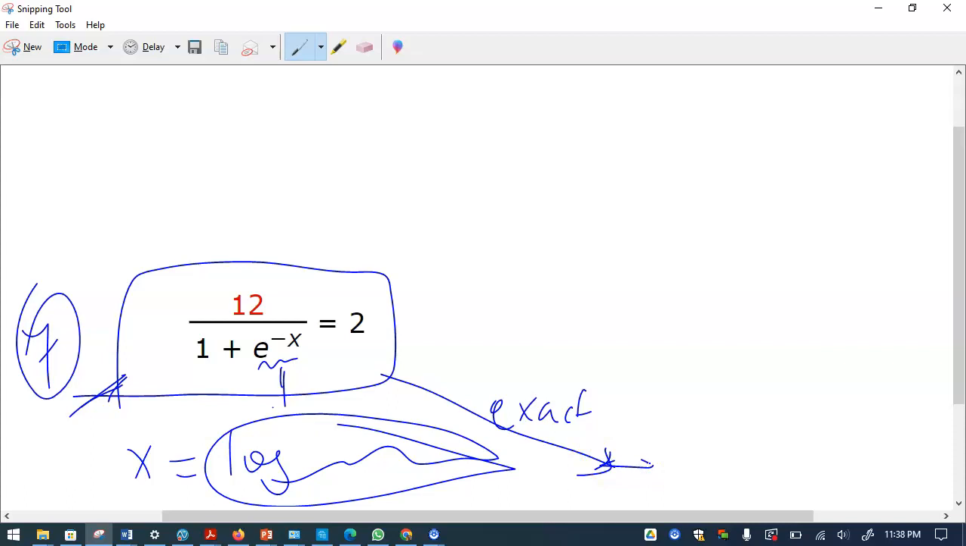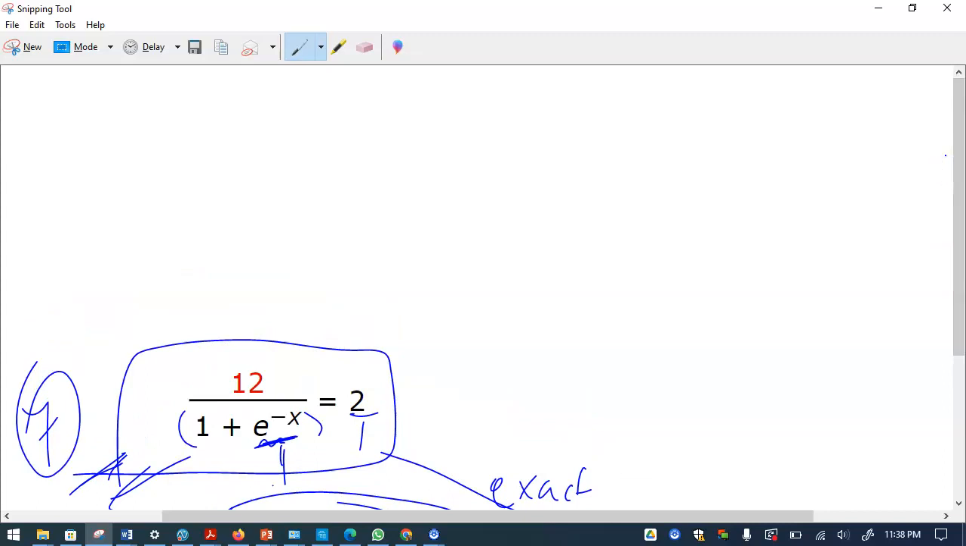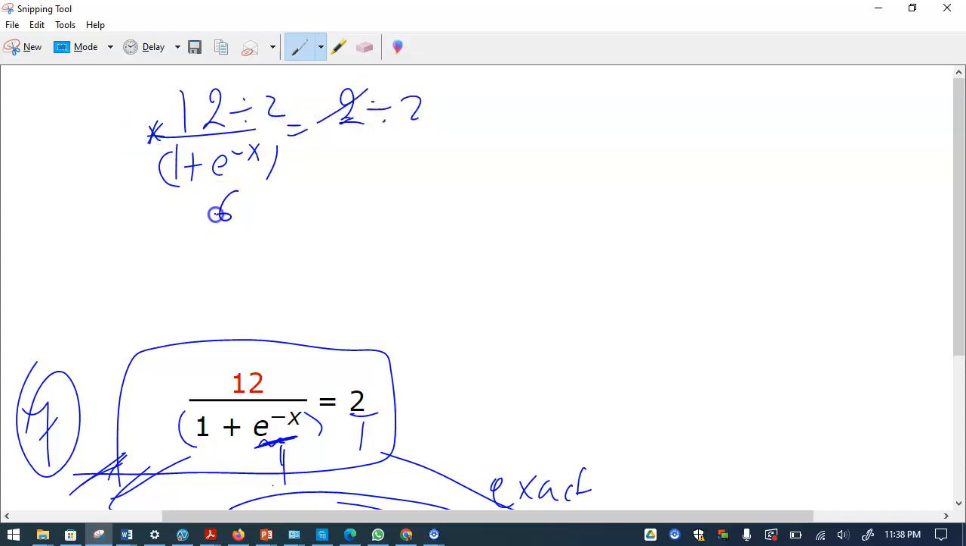All I would do to solve this kind of problem is, how do I change this? The e raised to minus x is down, right? So what I'm doing is multiplying both sides. Let me write this again. So this will be 12 over 1 plus e raised to minus x equals 2. You can see there's the 2 right there, so you can divide by 2 and you get 6 over 1 plus e raised to minus x equals 1.